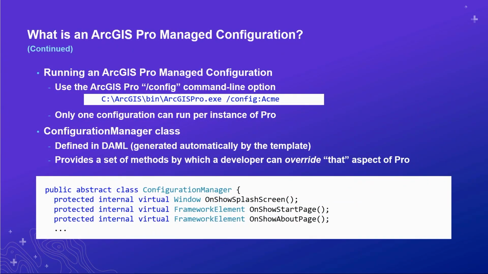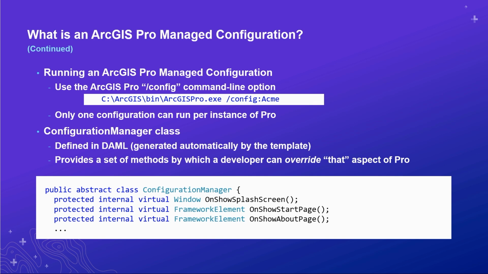You can run a configuration on the command line using the /config argument. You pass in the name of the configuration on the command line, as you can see in this code snippet here, where the Acme configuration is passed to the /config parameter. Multiple configurations can be installed on the machine, but you can only run one configuration per instance of Pro.